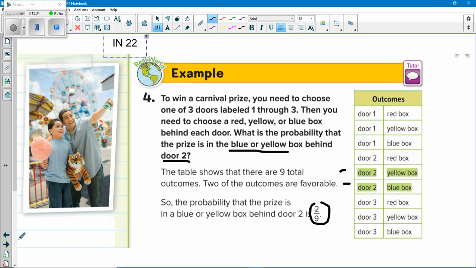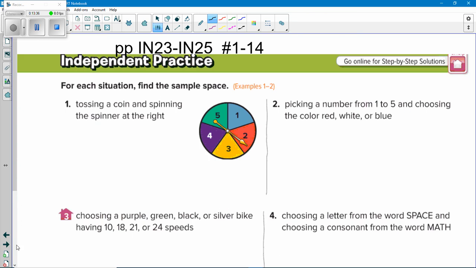Okay? Really pretty straightforward. So, here's what we've got for the rest of the day. On pages Indiana 23 to Indiana 25, problems 1 to 14. You have plenty of time, probably close to a half hour to get this done in class. You might have to make a few tables, not the end of the world, or a couple of tree diagrams. It's not going to kill you.